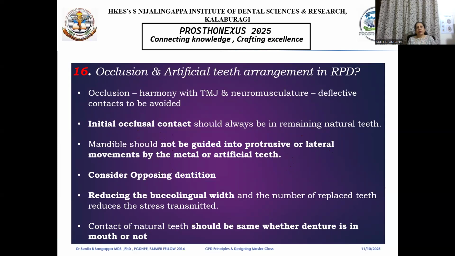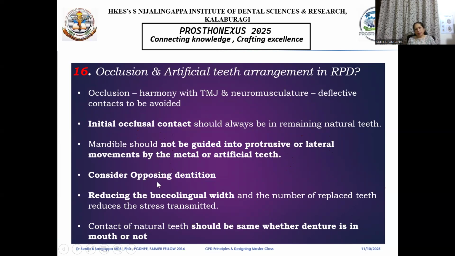Occlusion and artificial teeth arrangements in RPD. Occlusion should be in harmony with the TMJ and neuromusculature. Deflective contacts are always to be avoided. Initial occlusal contact should always be on the remaining natural teeth, and never should our metal or artificial teeth guide the mandible into protrusive or lateral movements.